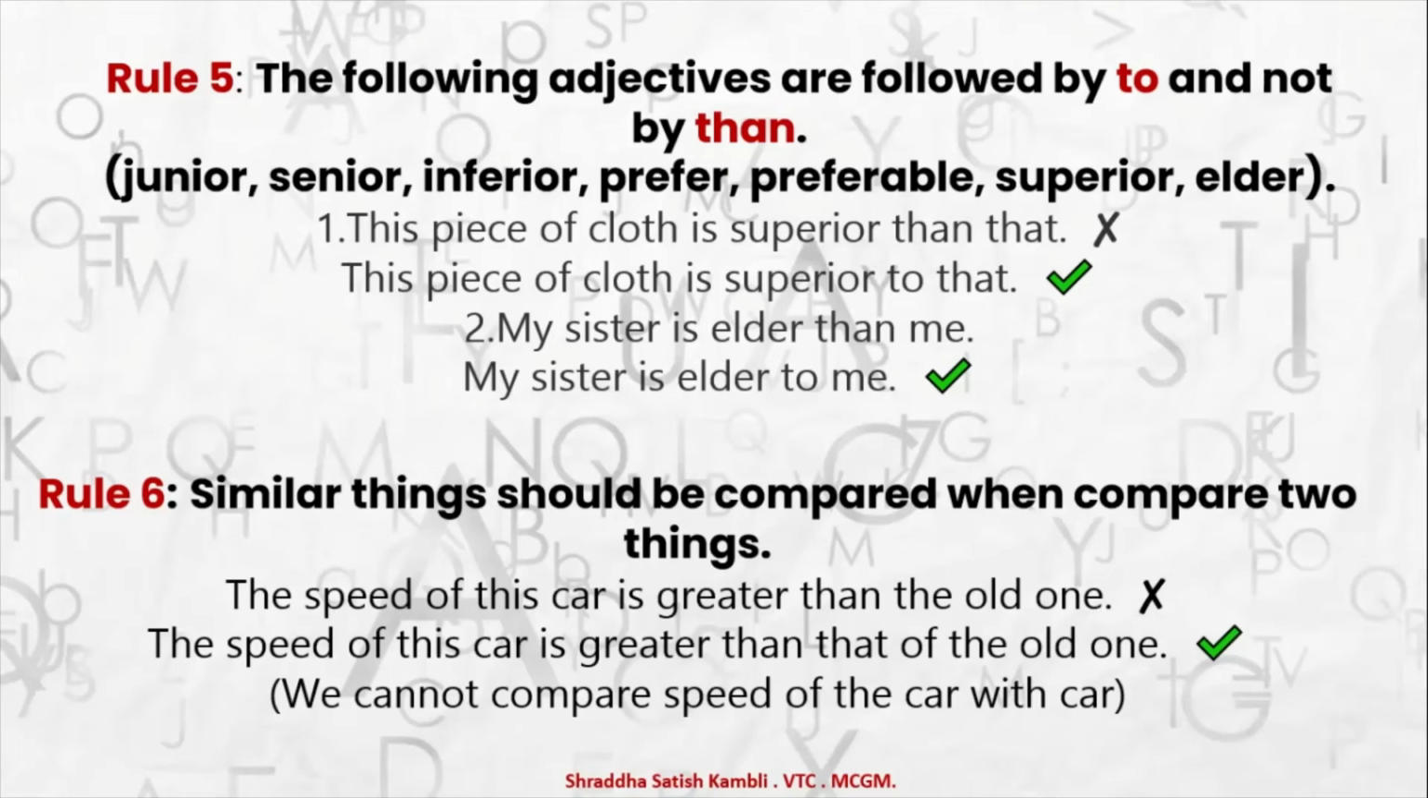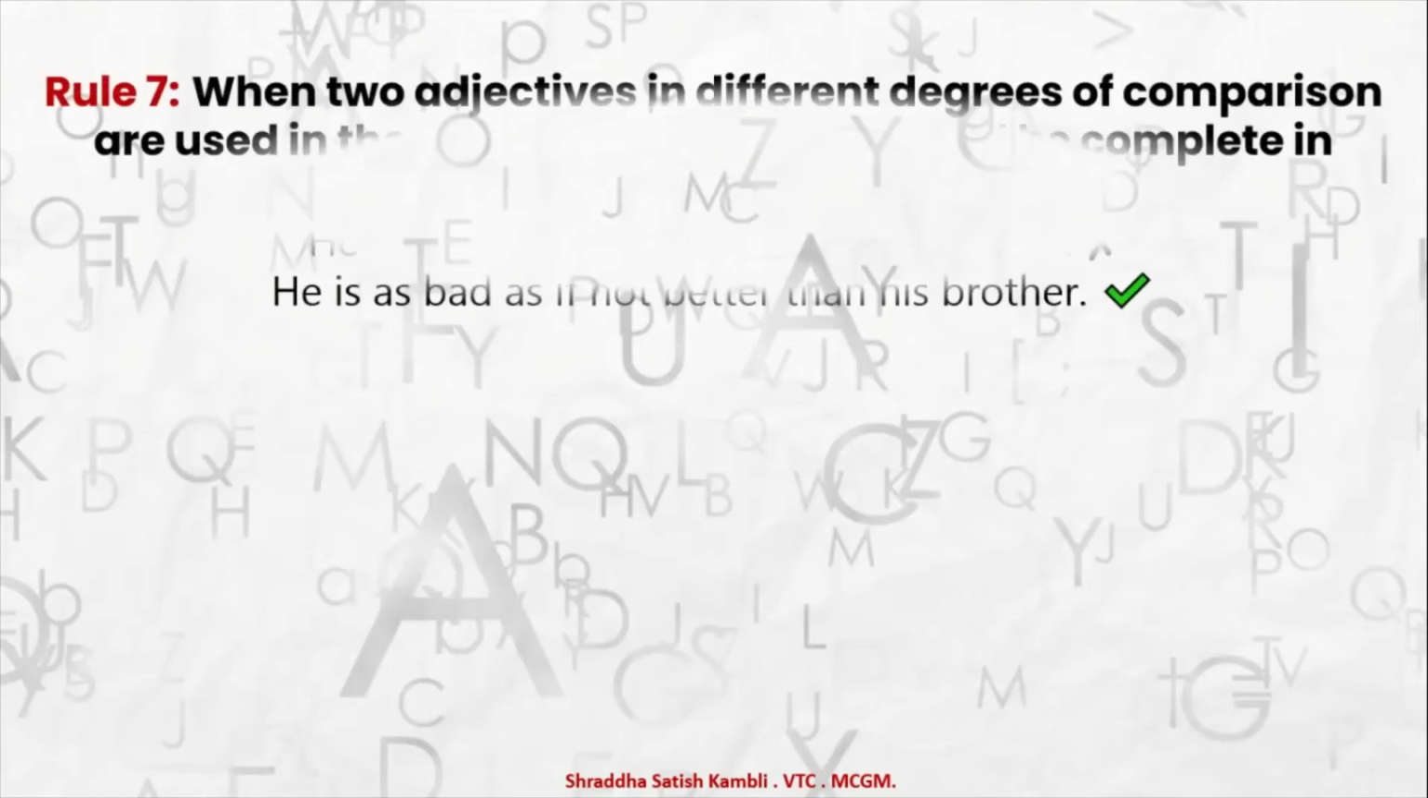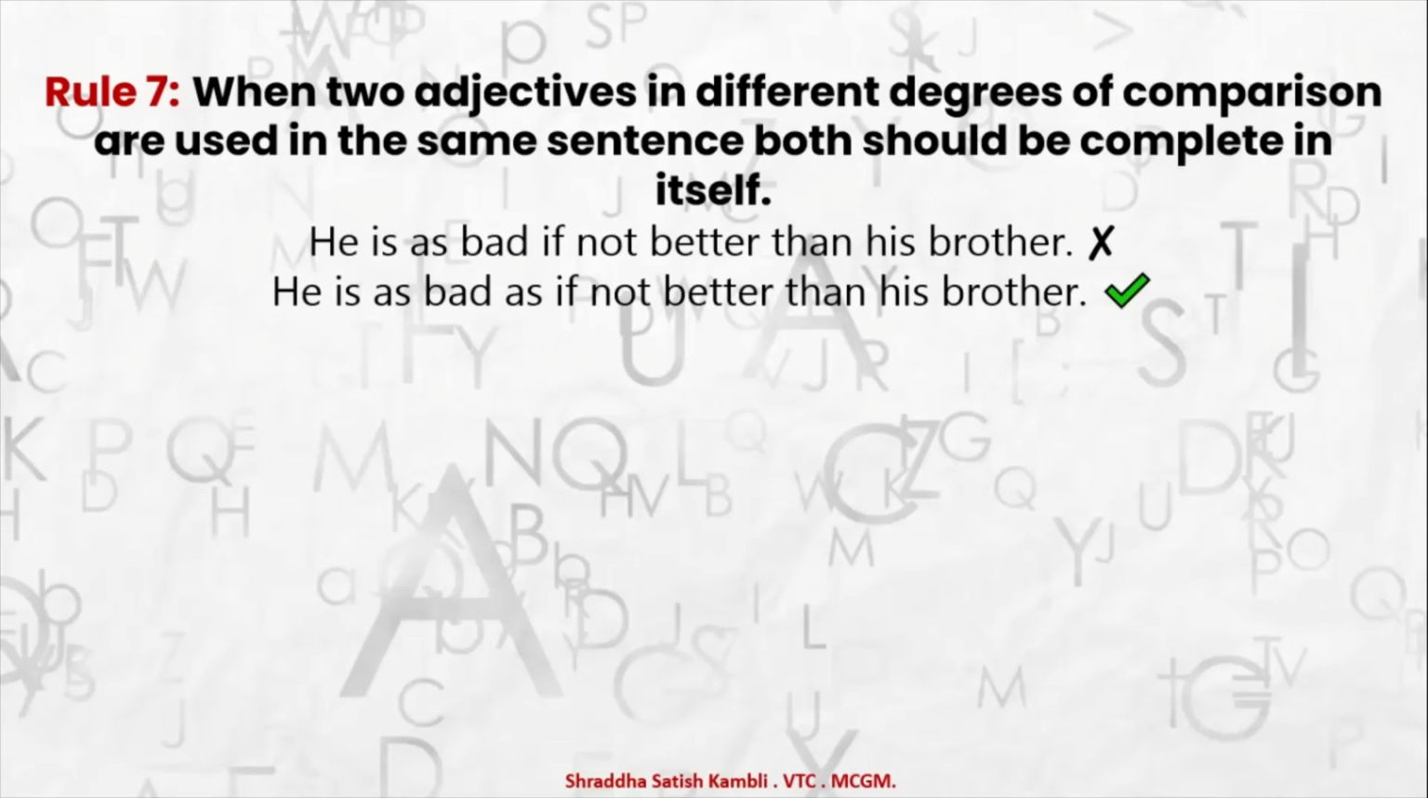Now we will move on to the next rule, that is rule number 7. When two adjectives in different degrees of comparison are used in the same sentence, then both should be complete in itself. When you're using two different degrees of comparison, then both the phrases should be complete. They should not be incomplete. For example, if I say, he is as bad, if not better, than his brother, it is wrong. I should say, he is as bad as, if not better than, his brother. So this will be the correct way you write the adjectives when you're comparing two adjectives with each other.